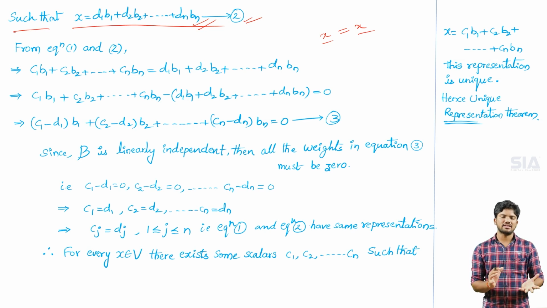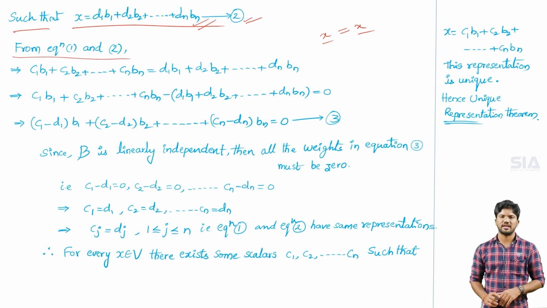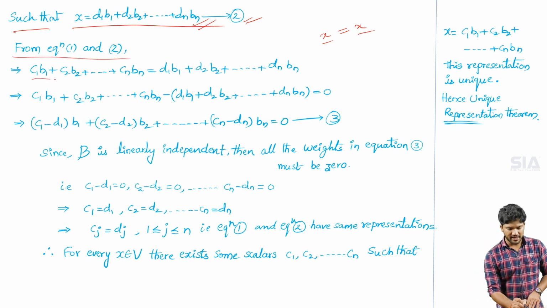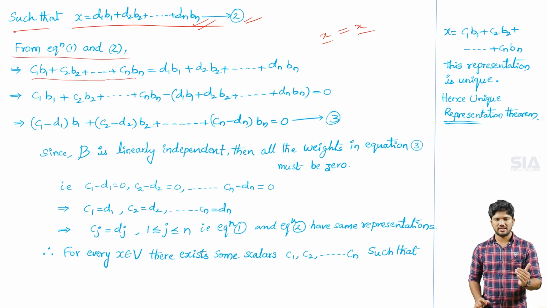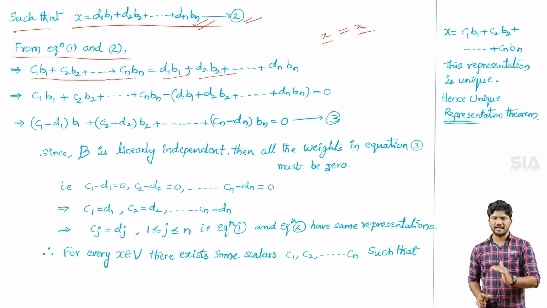Then we can equate the RHS of equation number 1 and equation number 2. So from equation number 1 and equation number 2, the RHS of equation number 1, C1 B1 plus C2 B2 plus up to so on Cn Bn, is equal to D1 B1 plus D2 B2 up to so on Dn Bn.